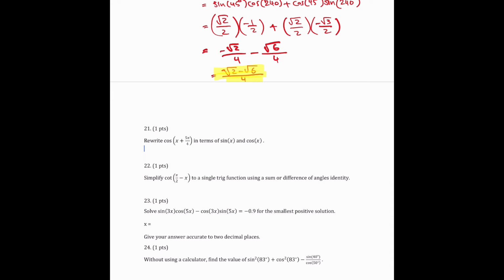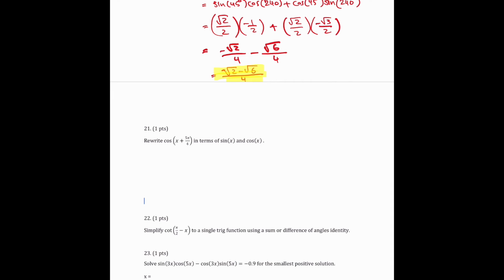Question number 21. I need to rewrite the expression cosine x plus 5 pi over 4 in terms of sine and cosine. So in this case, we're going to use the sum formula for cosine. The sum formula for cosine says cosine alpha plus beta is equal to cosine alpha cosine beta minus sine alpha sine beta.